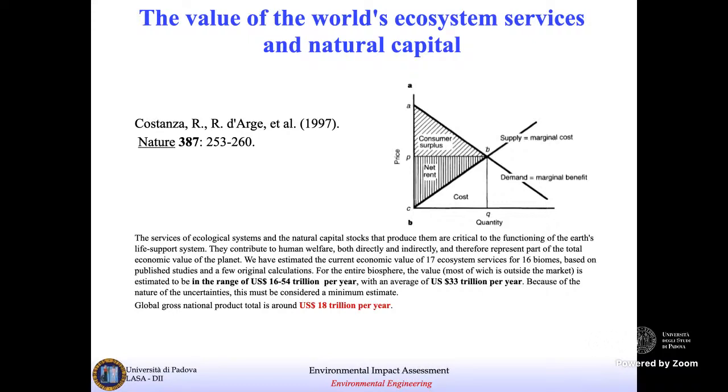In the paper of Bob Costanza 1997, they evaluated that the services of ecological systems and the natural capital stocks, that are critical to the functioning of Earth's life support system, so they are critical to the welfare of human societies, are very difficult to estimate, and the first estimation they made in 1997 was that the natural capital of the planet was between 16 and 54 trillion dollars per year. So we had the figure.